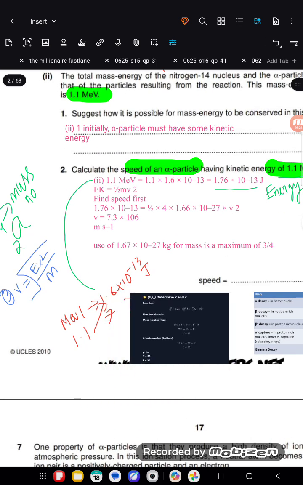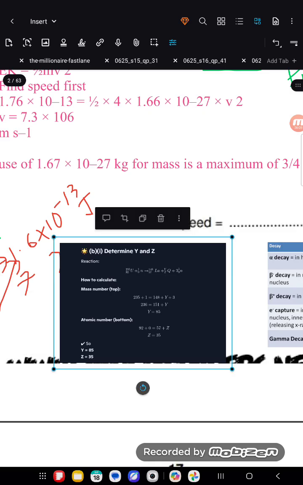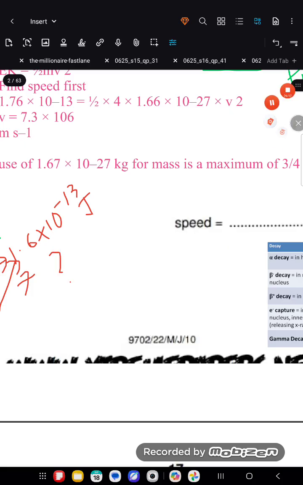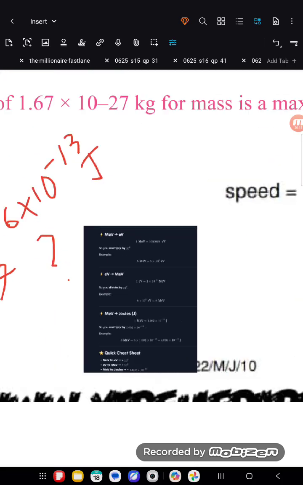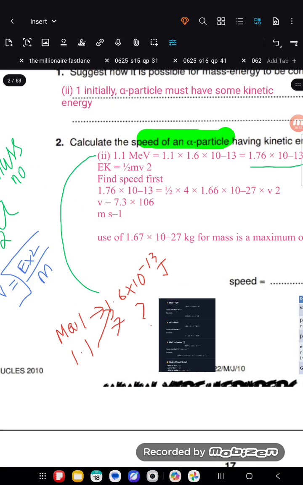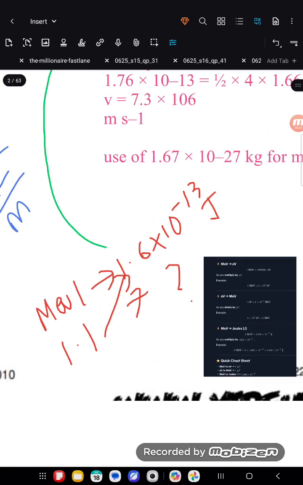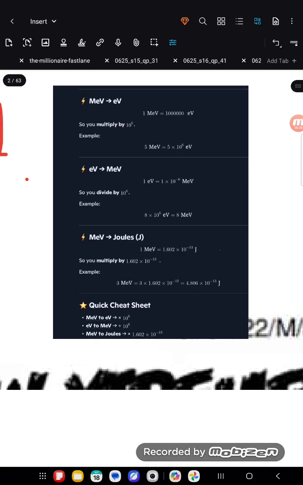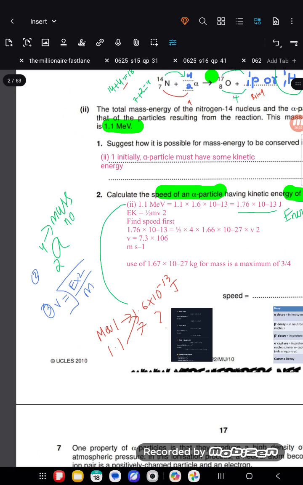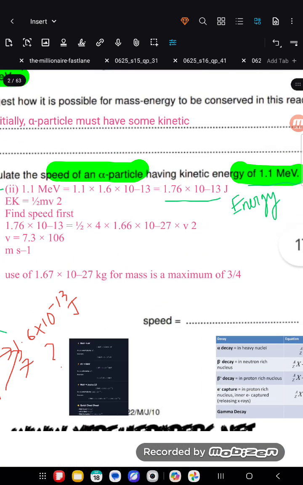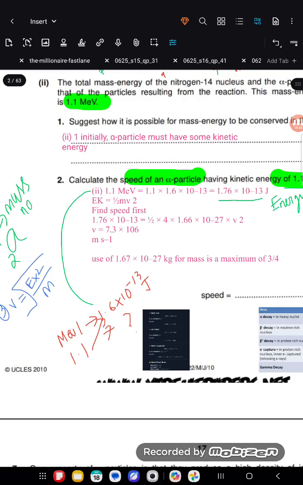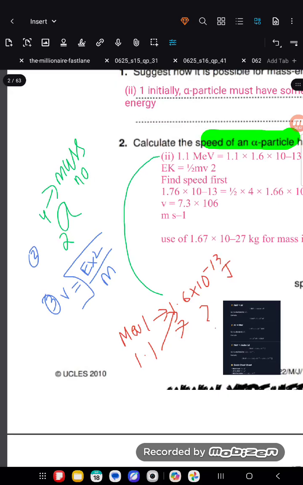So I have added this thing here. Here, electron volt to joule, what will you use? You will just multiply by 1.6 into 10 raised to minus 13. The first step is we change this to joule, energy, and we got 1.7 into 10 raised to minus 13. Now we will change the formula.